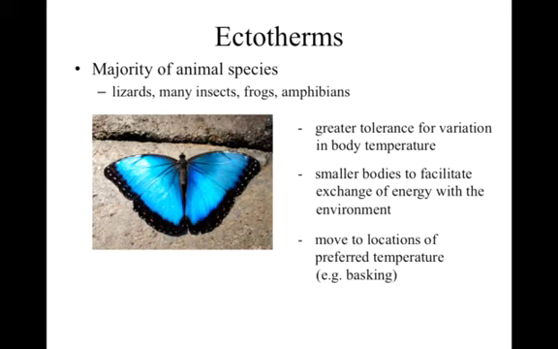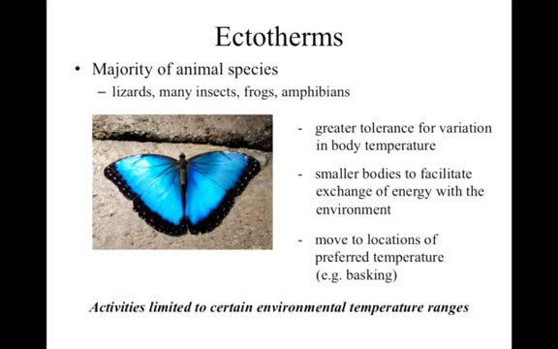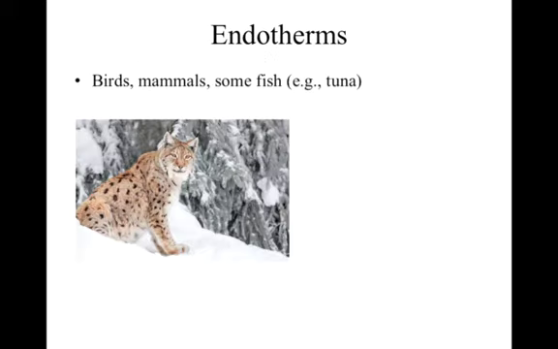The other thing with ectotherms is they'll frequently move to locations where the temperature is good, and that's the idea of basking. The problem with ectotherms, though, is that their activities are limited to certain environmental temperature ranges. Once it gets too cold, they can't really move. They can't do things. They sort of have to avoid that colder weather. So again, they don't have a lot of options. Again, they avoid or tolerate sub-freezing temperatures.